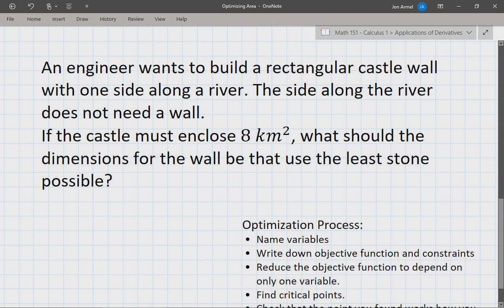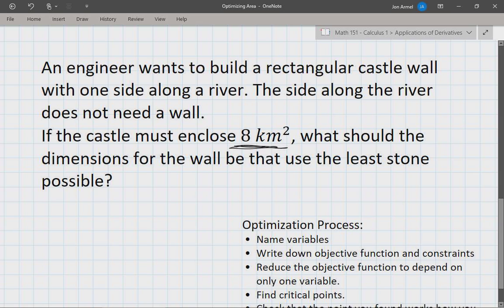Well, suppose an engineer wants to build a rectangular castle wall, and because they're building along a river, you don't want to waste stone building your wall, right? So the side with the river doesn't need a wall, so we only need 3 sides. So we're making a 3-sided wall, somehow still going to enclose a rectangle, and we want to enclose an area of 8 kilometers squared. So that part right there is very important.